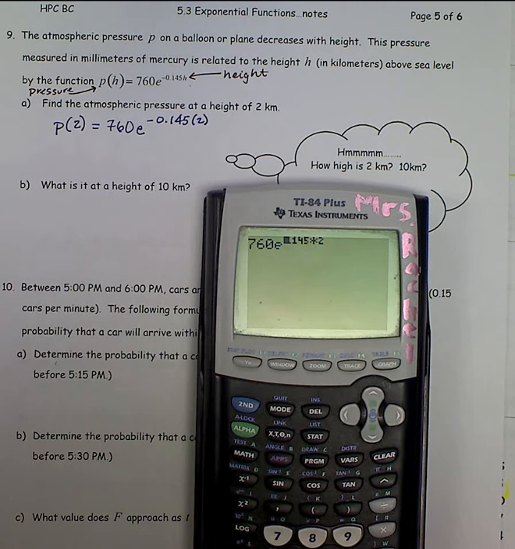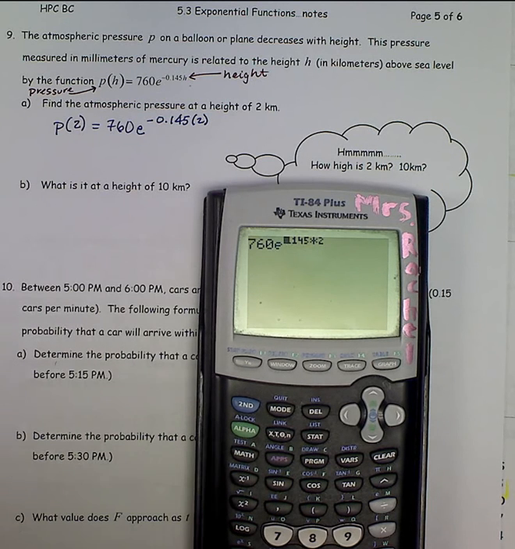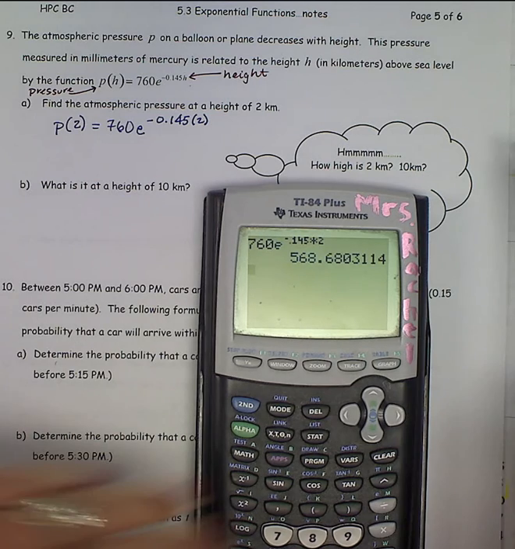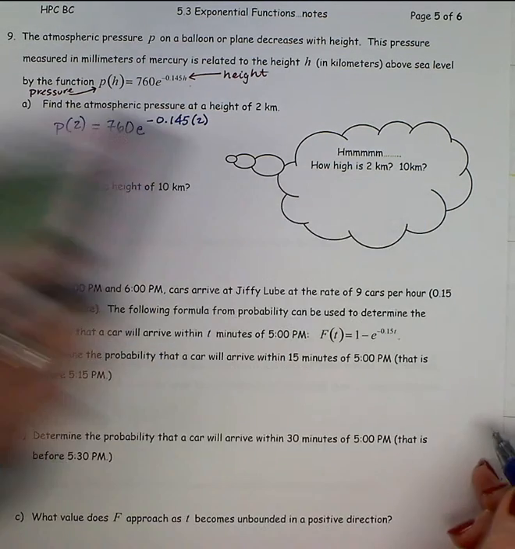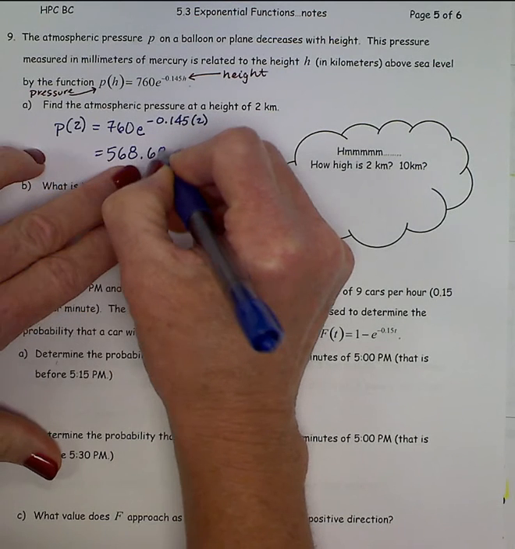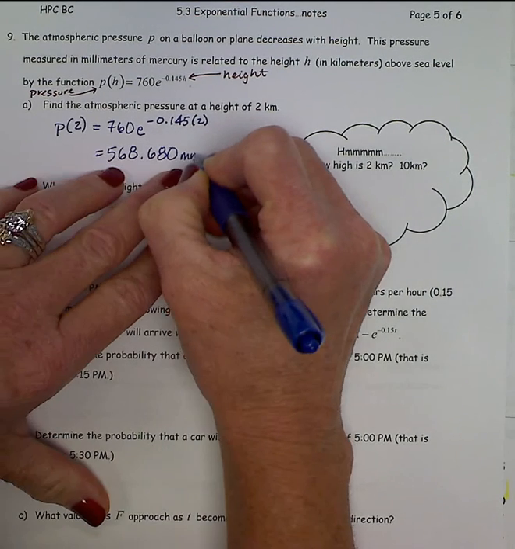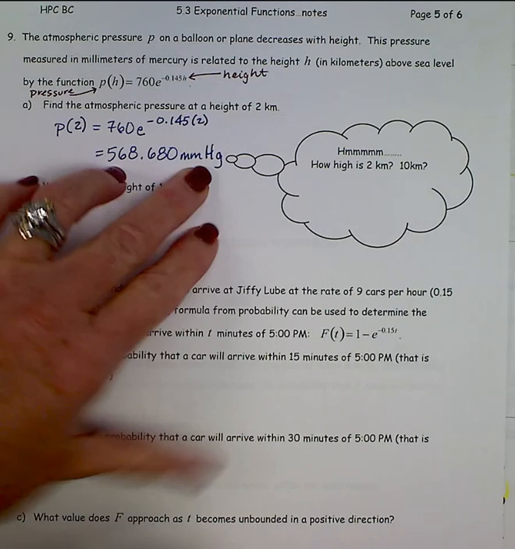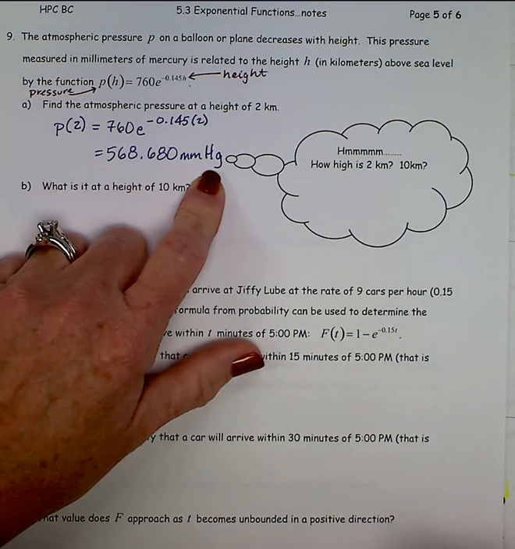Oh, did I do a minus sign instead of negative? I did. I'm glad I did that actually, because that's happened to you, I'm sure, sometimes. You can't use the minus sign on this calculator. You have to use the little negative sign when you have a negative number. There we go. 568.680 millimeters of mercury. Oh, a little cross-curricular learning with that mercury symbol there.